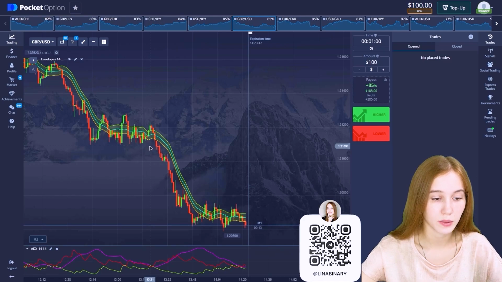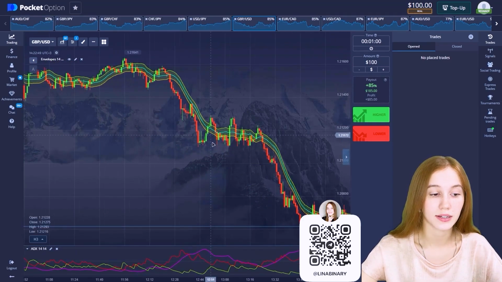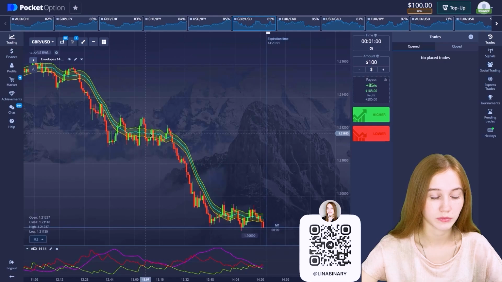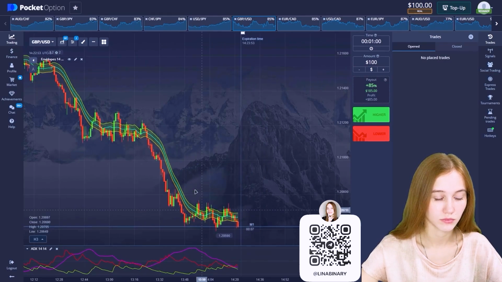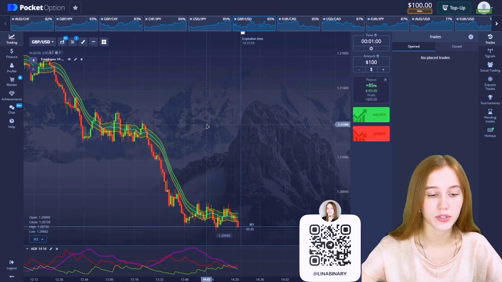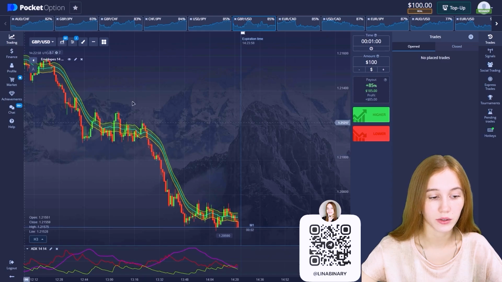So let's move on to the first concept and start our trading session. And here we're on the first concept. Let's go on and begin our technical analysis.